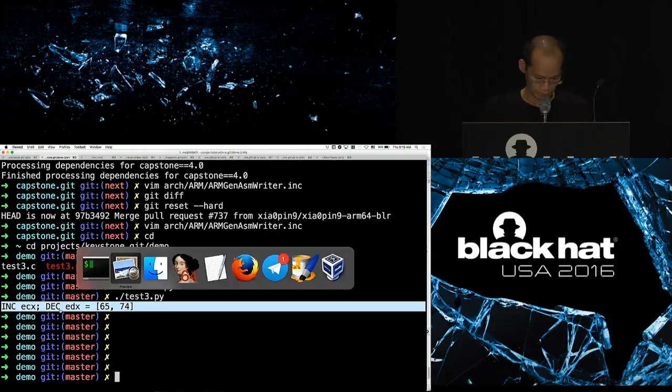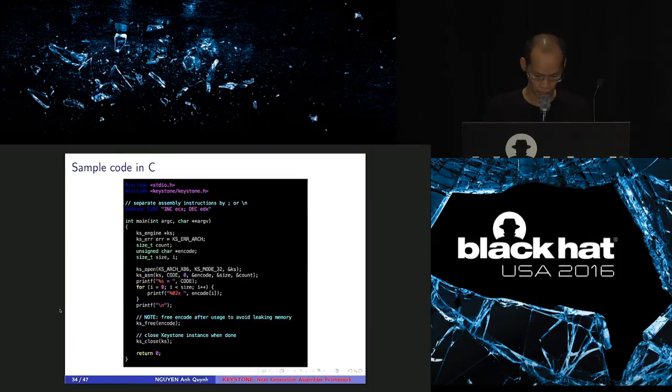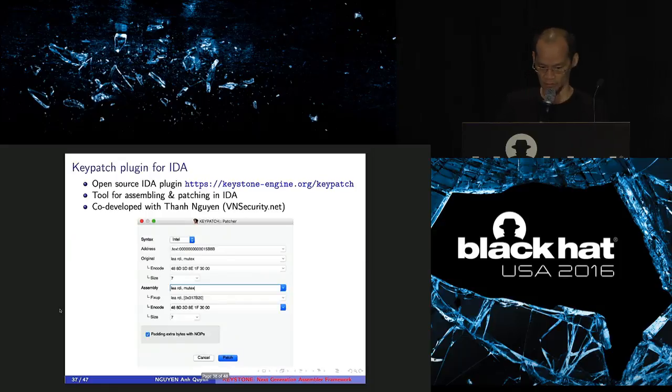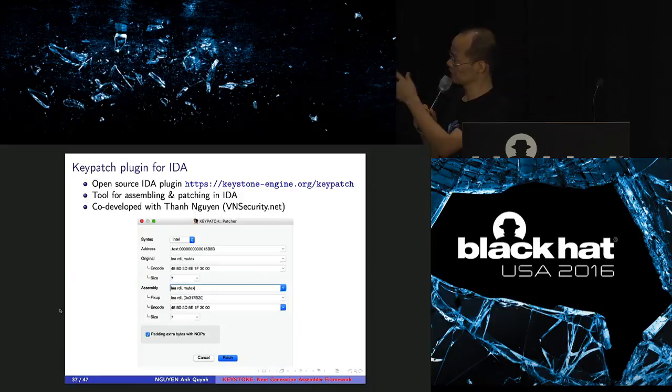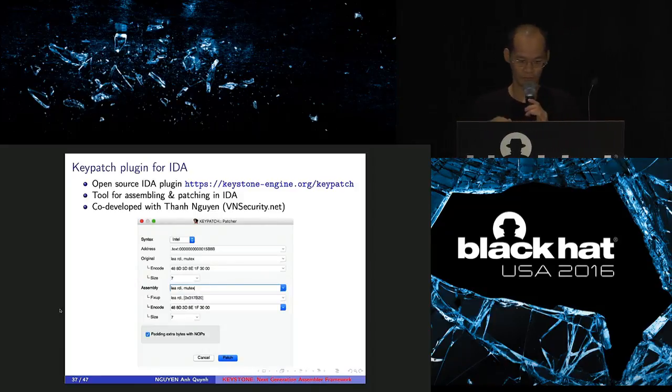Okay, so after I released Keystone like 2 or 3 months ago, people went on to build a lot of things on Keystone. And today I want to introduce my own tool, co-developed with Nguyen from VN Security. This one's a plugin for IDA. It's open source, I already released it, you can see the link on the screen. This one allows you to directly do assembling and patching inside IDA.